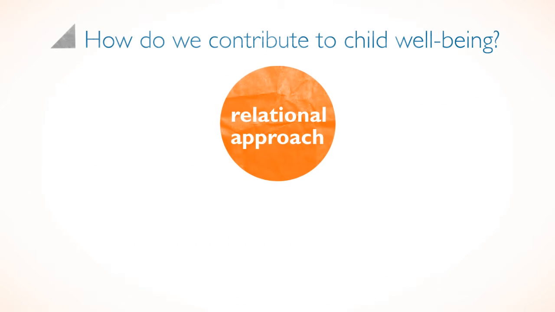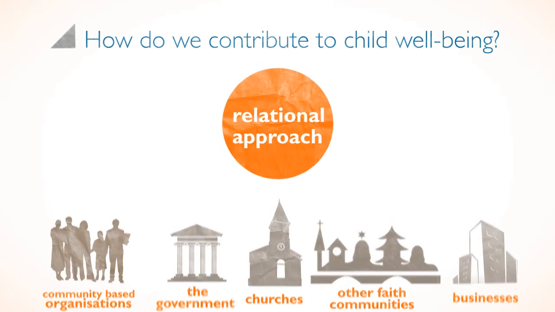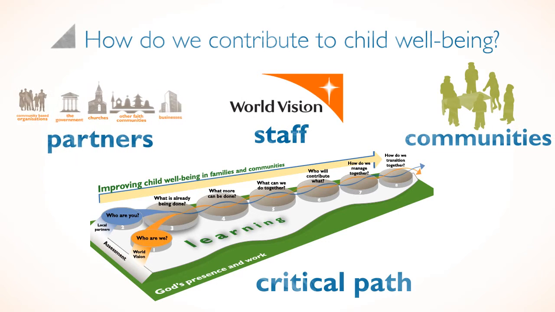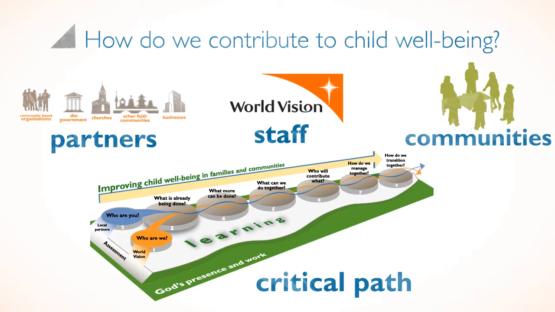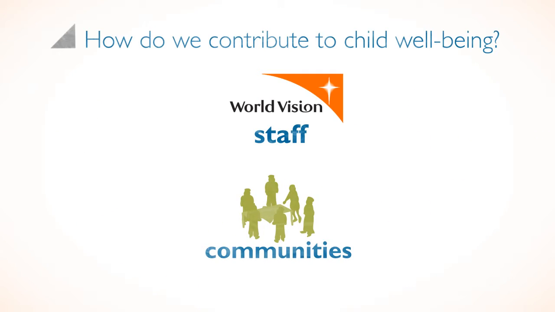Our relational approach to working with local partners follows something we call the critical path. This consists of 8 steps to help World Vision staff work with communities and partners towards child well-being. The critical path can be used throughout the life of a project or program as staff and the communities learn together.